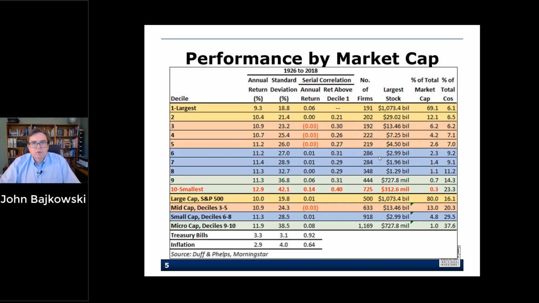What they found in the world of these micro cap stocks is there is a bit of serial correlation, where what happens in terms of return one year has some predictive value for the returns next year. So what happens often with small cap stocks is they have runs. They have hot runs, they have cold runs. Those are things you want to be aware of when you're investing in this strategy.